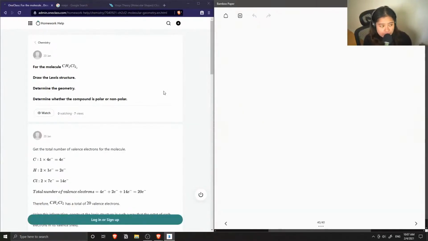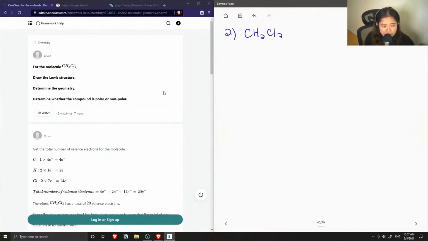Okay, so question number 2. For the molecule CH2Cl2, so this is dichloromethane, draw the Lewis structure, determine the geometry, and determine whether the compound is polar or nonpolar.